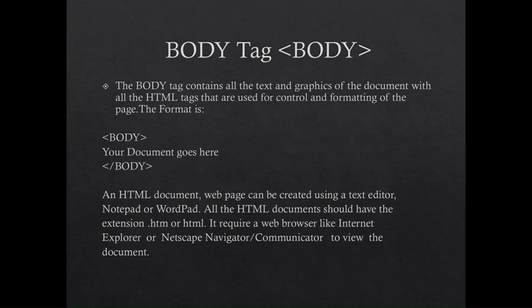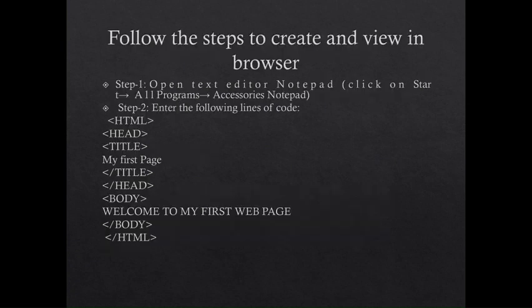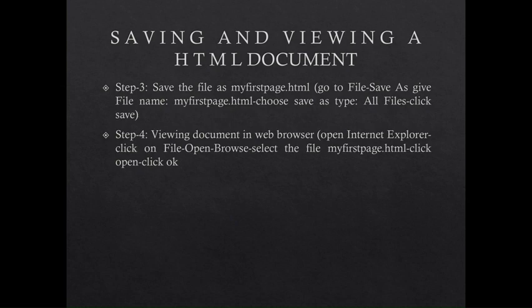HTML documents, or web pages, can be created using a text editor like Notepad or WordPad. Here is how to create and save an HTML program. The first step is to open an editor like Notepad. Step 2 is to write the code which is provided. Step 3 is to save the file as name.html, so it should be in the form of HTML.